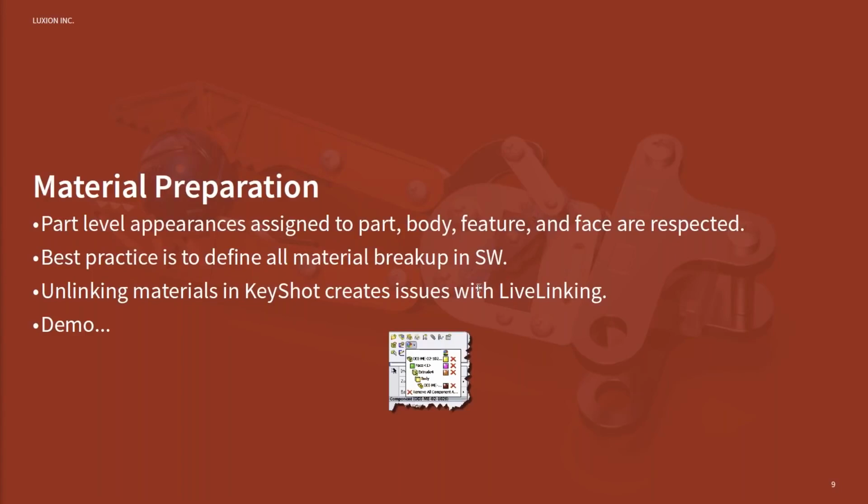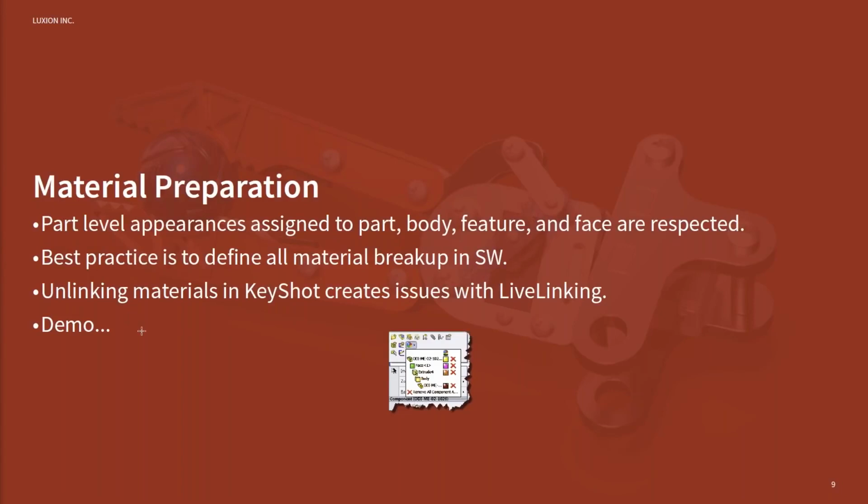And the reason why the best practice is to define that material breakup in SolidWorks is that once you start unlinking materials in KeyShot, that's where the issues occur. And I think this is the feedback from customers that the sales team received, that when they go to update their geometry, they lose their materials, or their materials get swapped around. And I would guess that the likelihood is that they were unlinking materials inside of KeyShot, and that confuses things. So the best practice is to define that material breakup in SolidWorks, no unlinking inside of KeyShot. Now, linking materials is perfectly fine, but avoid unlinking materials at all costs inside of KeyShot if you want to maintain that live linking functionality.